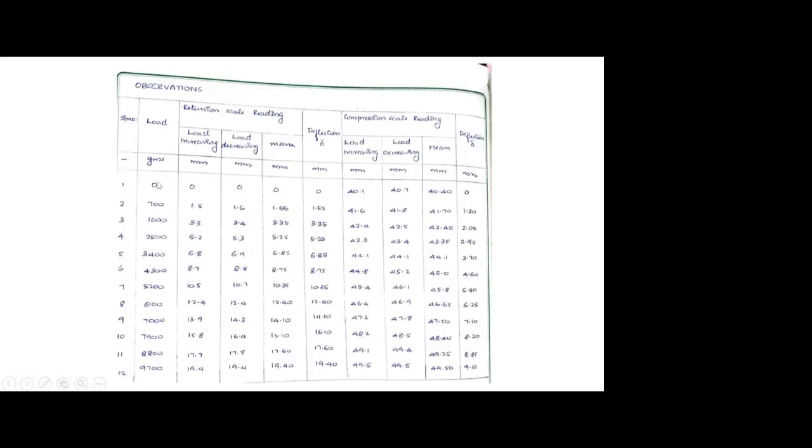Here we have the serial number, then the load. Initially, for the tension spring, with 0 weight the initial reading is 0. Then you put the hook with its bottom portion, which has a weight of 700 gram, and take the corresponding deflection, that is 1.5. Now you put the slotted weight of 900 grams, so the total weight comes to 1600 gram.